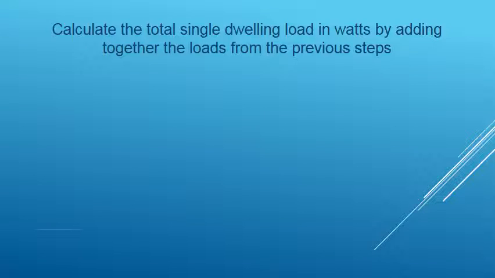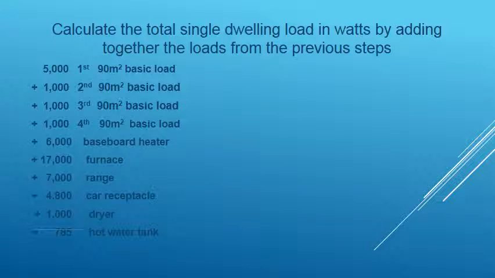Next, we calculate the total single dwelling load in watts by adding together the loads from all the previous steps. 5,000 watts for the first 90 square meter basic load, 1,000 watts for the second 90 square meter basic load, 1,000 watts for the third 90 square meter basic load, 1,000 watts for the fourth or balance 90 square meter basic load, 6,000 watts for the baseboard heater, 17,000 watts for the electric furnace, 7,000 watts for the range, 4,800 watts for the car receptacle, 1,000 watts for the dryer, and 785 watts for the hot water tank. This gives us a total of 44,585 watts.